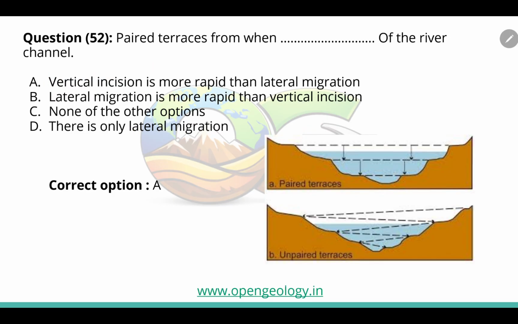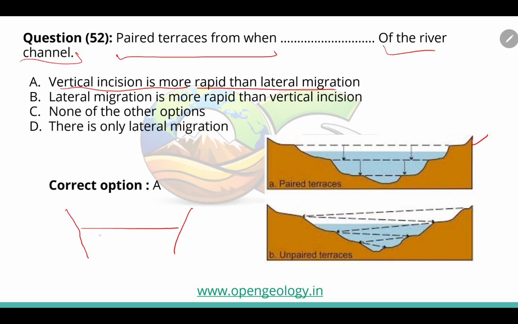Now the next question is: paired terraces form when? What will happen to the river channel? So paired terraces like this form when vertical incision is more rapid than lateral migration. Let's say a river is flowing like this. This is the channel. It will laterally cut the surroundings. Sometimes, if it is sinuous, it will cut more in that area and deposit in these areas, in the meandering channel.